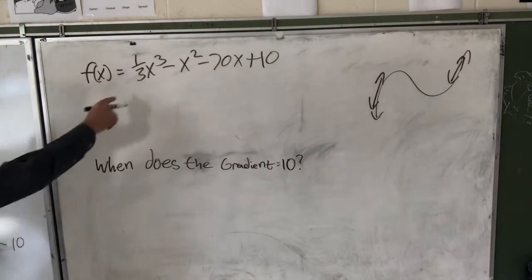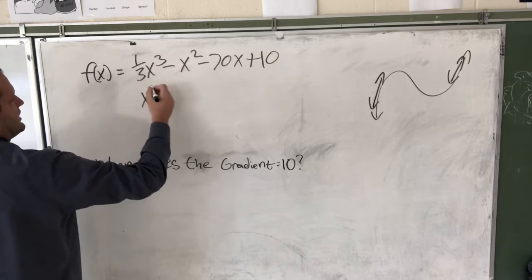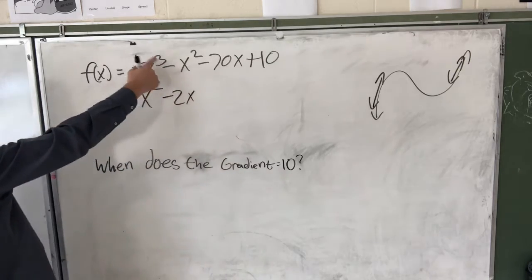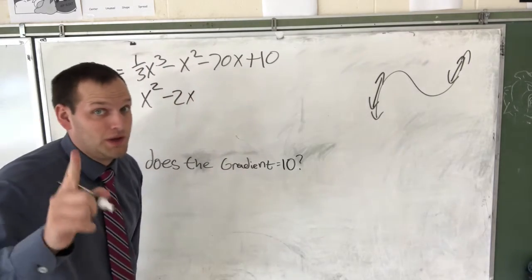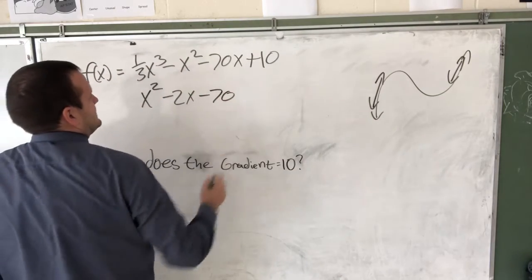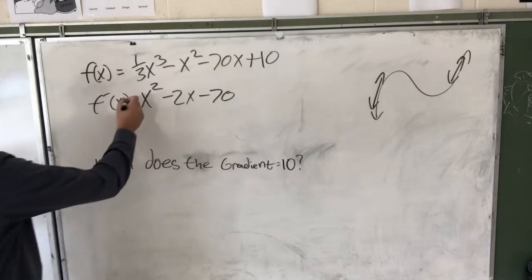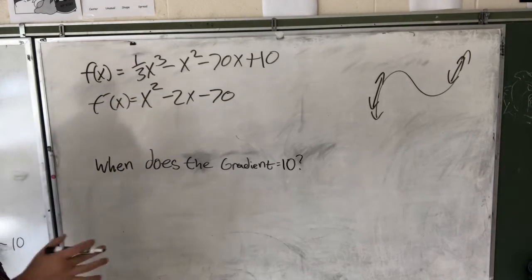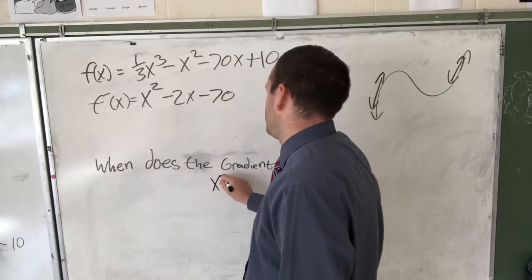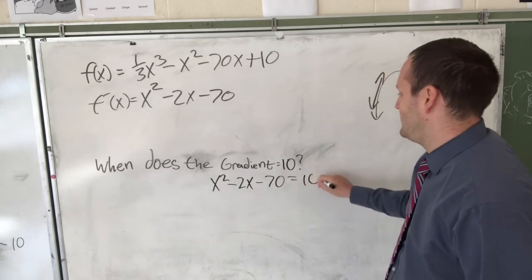So I need to first take the derivative. That's going to give me x, let's see, bring that down, x squared minus 2x. When I bring it down, 3 times 1/3 is just 1, hence it cancels out. Minus 70, okay, that's f prime of x. That is the equation to find the slope at any given point. Well, where does it equal 10? So that gives me x squared minus 2x minus 70 equals 10.